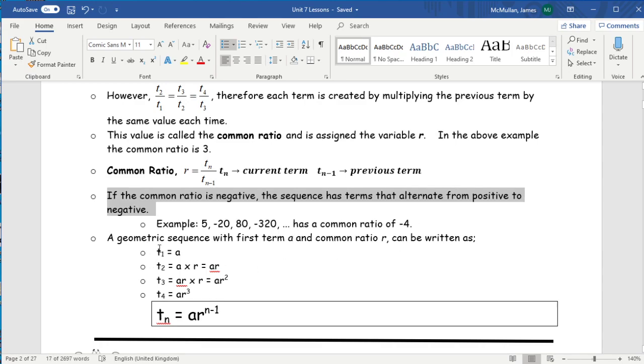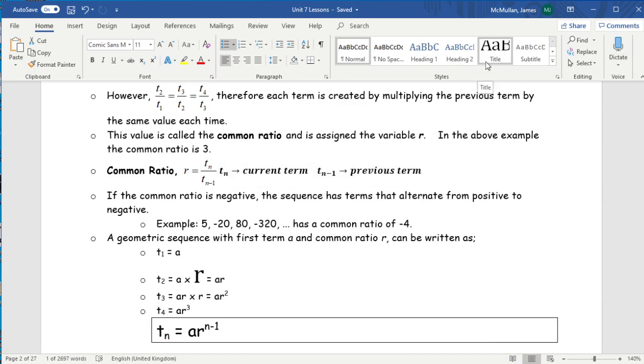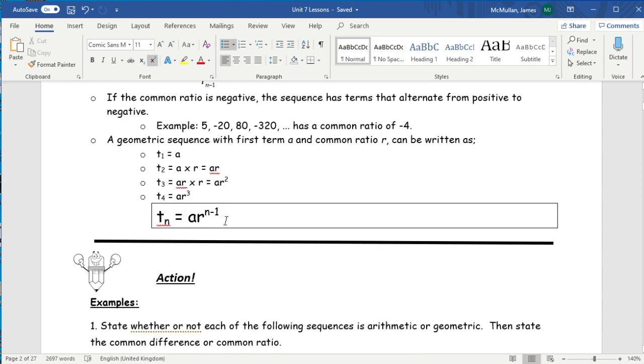So if you write out a geometric sequence, it starts with the value a. Term 2 would be a times r. Term 3 would be a times r times r. Term 4 would be a times r times r times r. You're just adding another r every time. And so the general term is right here: a times r to the power of n minus 1.